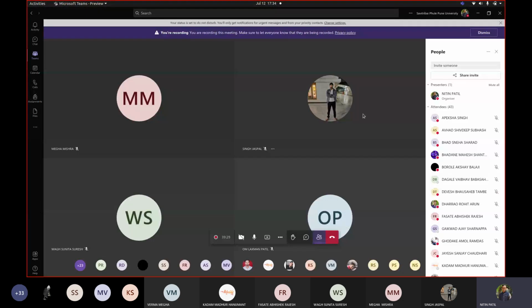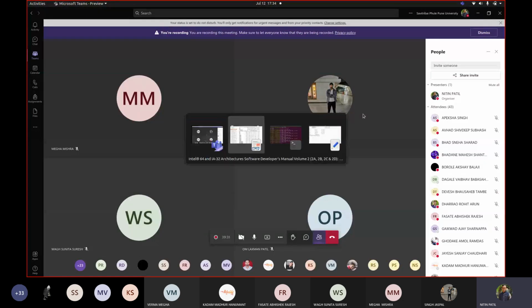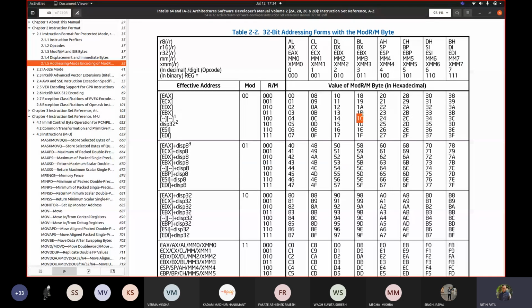Not an issue. Okay, let me show that PDF again. So your code is like this. For example, 8B03, 8B 0B, 8B 13, 8B 1B, 8B 23, 8B 2B, 8B 33, and 8B 3B. Another thing would be 8B 18, 8B 19, 8B 1A, 8B 1B, 8B 1D, 8B 1E, and 8B 1F. I want all of these forms from you. How can we get it?